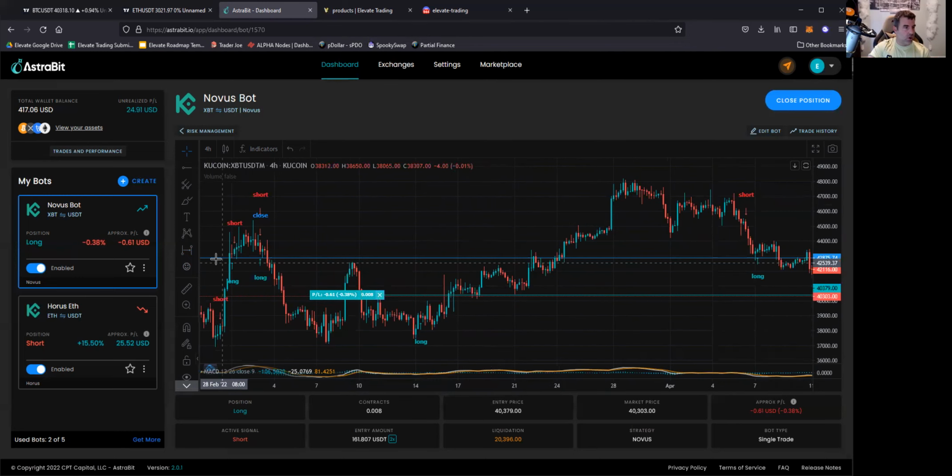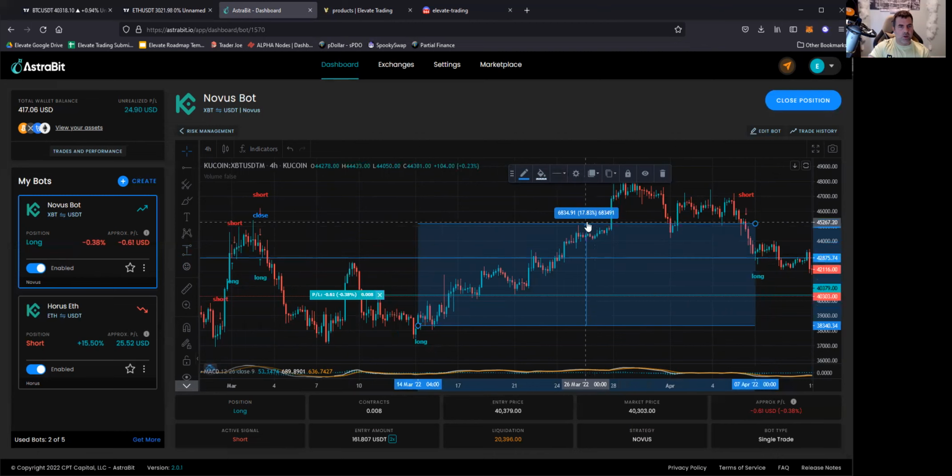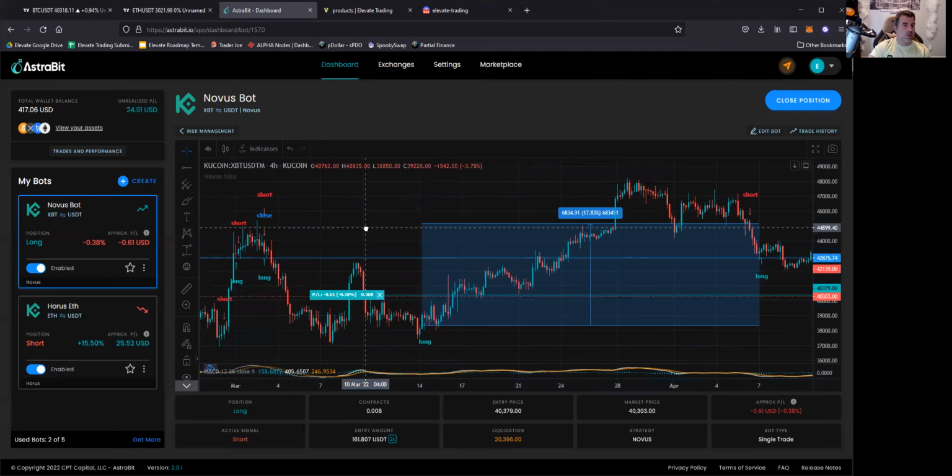Okay, and then it flipped long here. And again, this is Novus. So it flipped long again at the bottom, which is a great, great place. And again, rode up another 17%. And again, that took another 2 weeks. So essentially in 1 month, roughly, about a month and a few days.